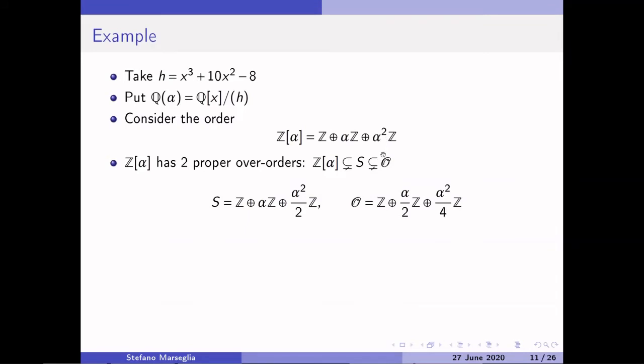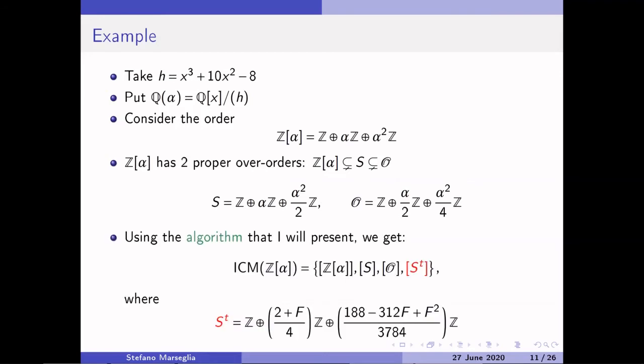I claim that Z[alpha] has two proper overorders, so two rings that are bigger than Z[alpha], and they are also orders. O is going to be the maximal order. This is the Z basis of the maximal order in this case. And then there is also this S, this ring. This is a Z basis of the ring.